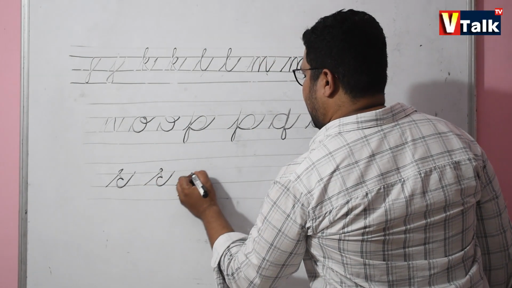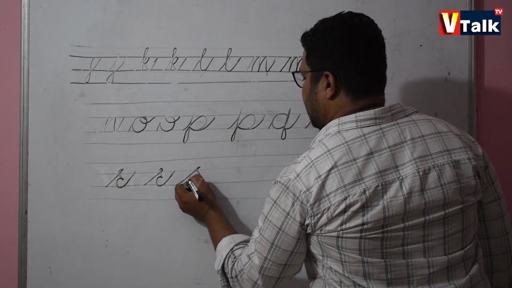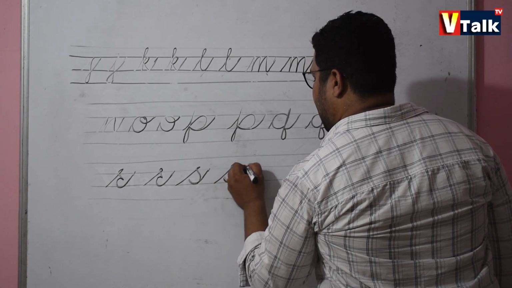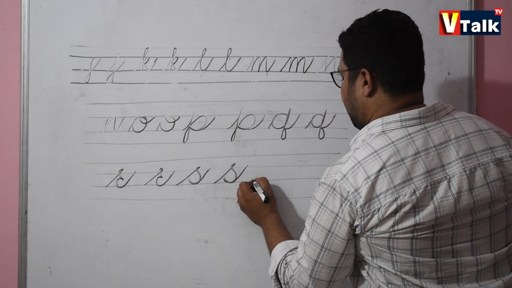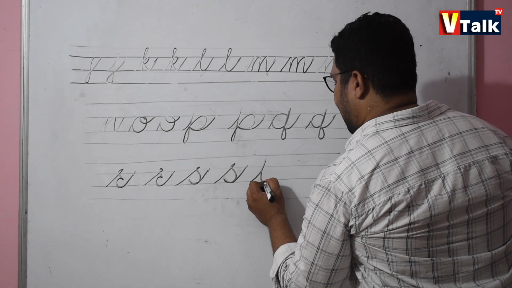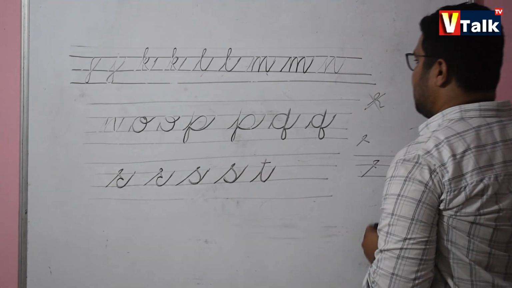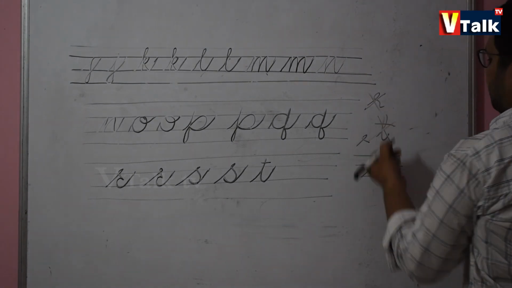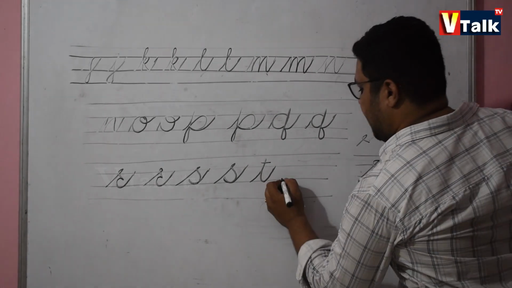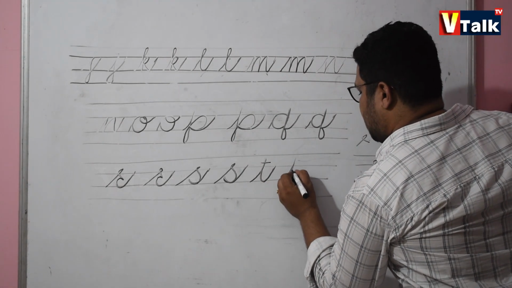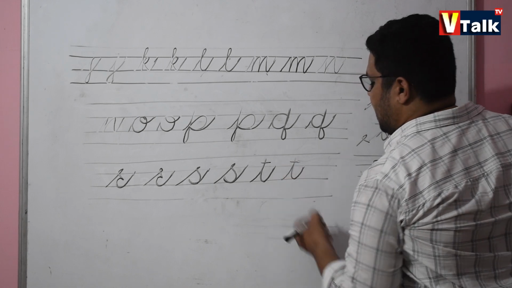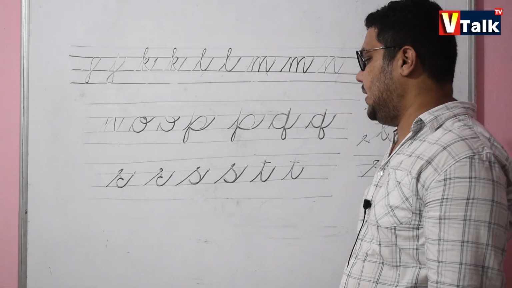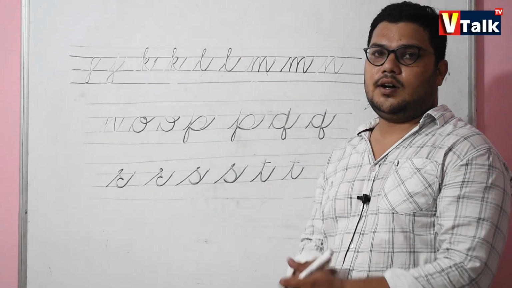S, the same curvature, a small curve, and it should end here. Curvature, small curve, ending here. Next, T: a small line going up, and a curvature and a slash here. Many of you are writing T like this. This is wrong. So once again I am repeating, curvature, small line, ending here, a slash. So these are the letters from J to T. Let us follow the next letters.